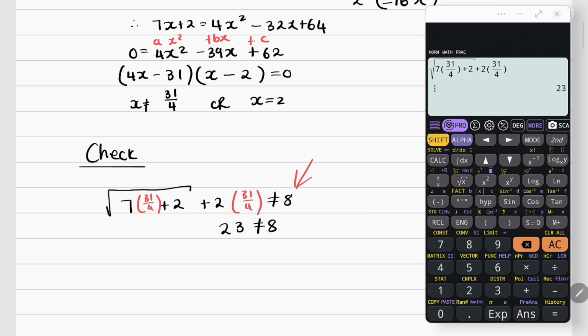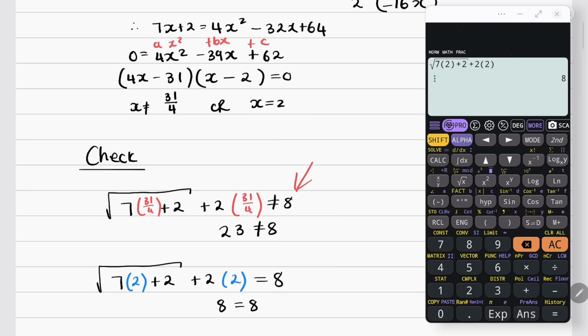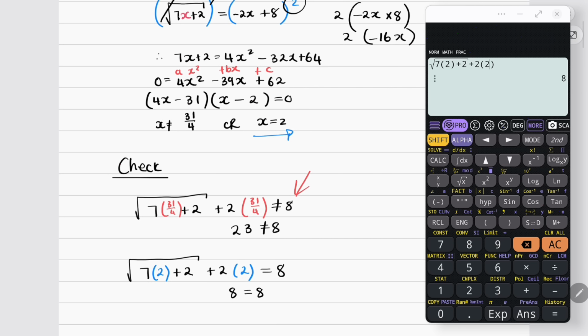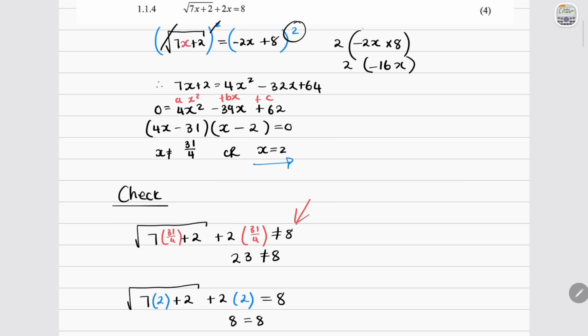Now let's go ahead and try the 2. And when I try 2, I get 8. Okay, so 8 really is equal to 8. That is true. And so this is our answer. X is equal to 2. X is not equal to 31 over 4. And that is our answer. Moving on to the next question.